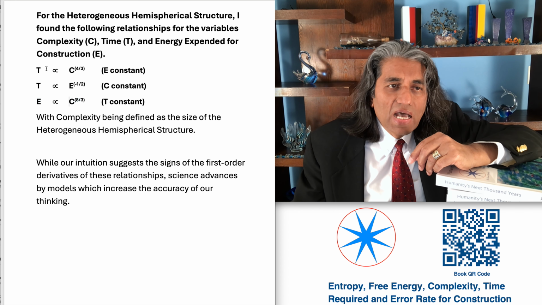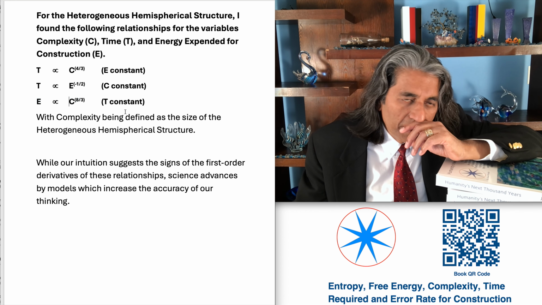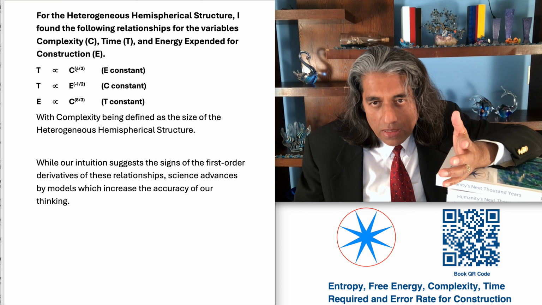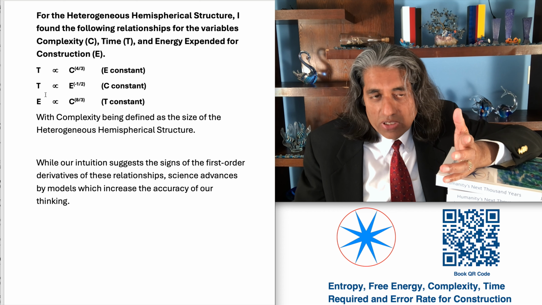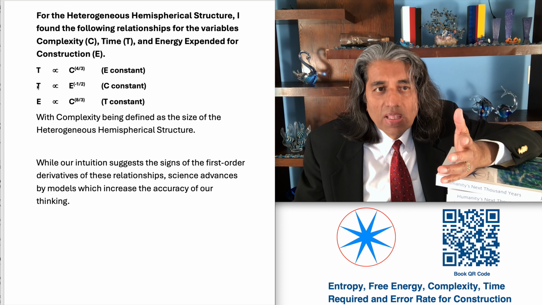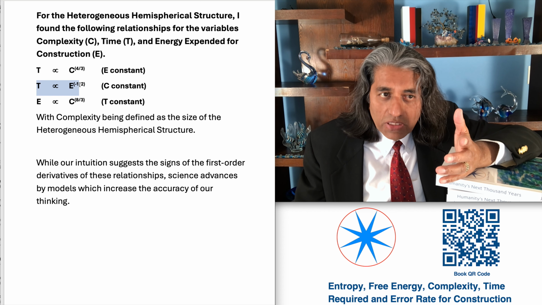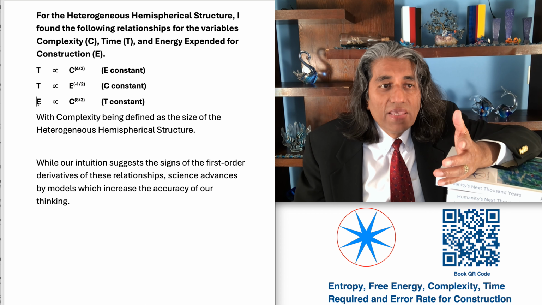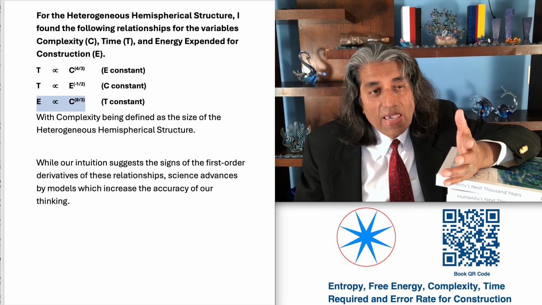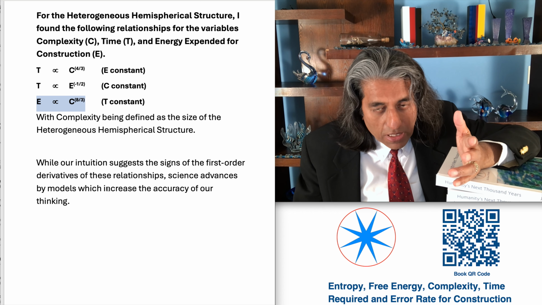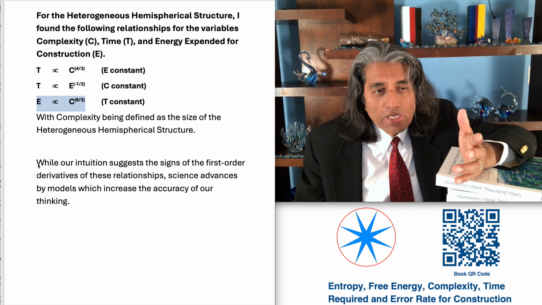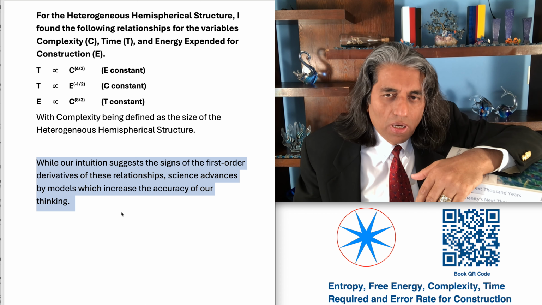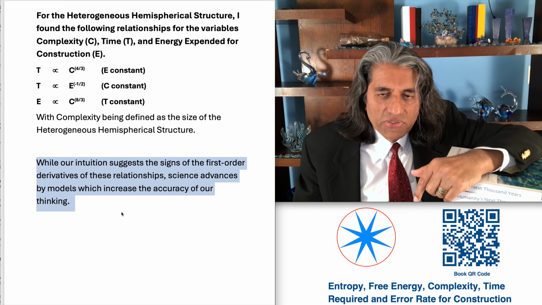Now, all these are kind of intuitive. You think that, okay, time will increase with complexity. Time taken for construction will increase with complexity. Time taken for construction will decrease with the amount of energy you expend. And the energy that you expend will increase with the complexity. So these are all intuitive, but it's like you have a formal model which looks into these relationships.